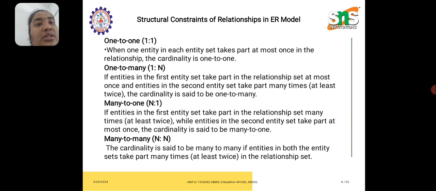An entity in the first entity set takes part in the relationship set at most once, and an entity in the second entity set takes part many times, at least twice. The cardinality is said to be a 1 to many relation. For example, on the left side we have A, and on the right side we have B, C, D and E. A is related to B, C and D. So a 1 to many relationship has been formed here.